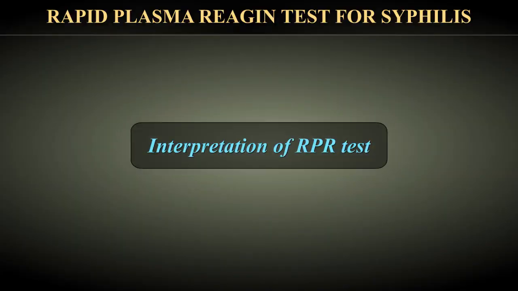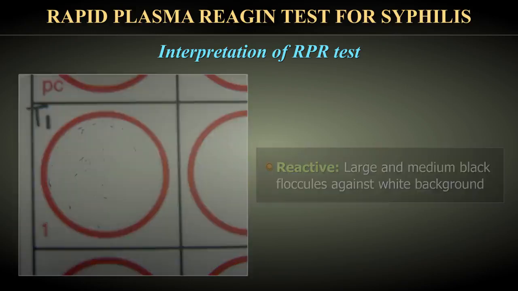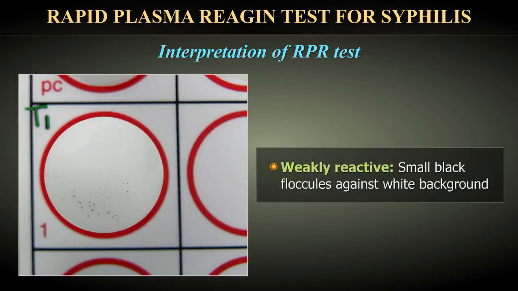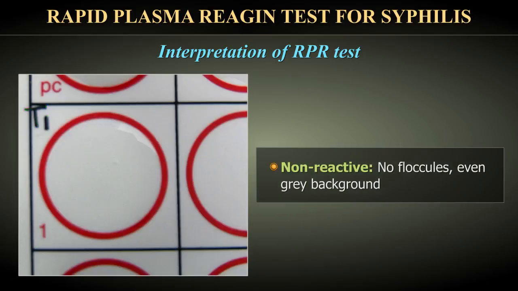Interpretation of RPR test. Reactive: large and medium black floccules against white background. Weakly reactive: small black floccules against white background. Non-reactive: no floccules, even gray background.